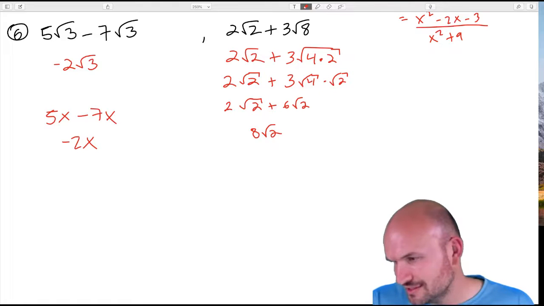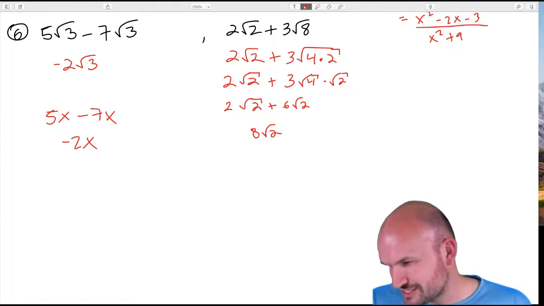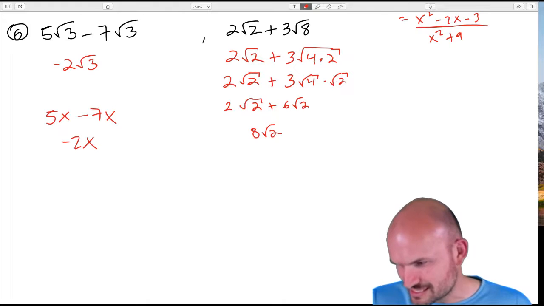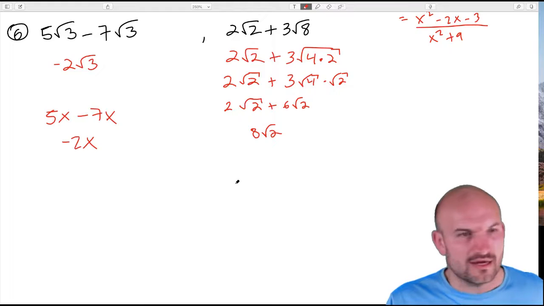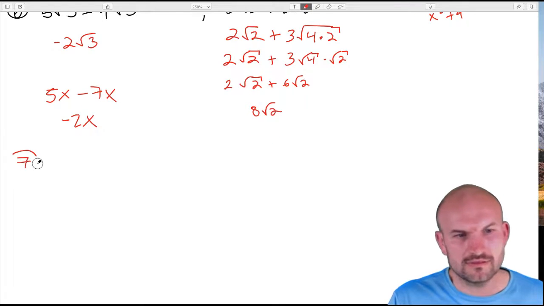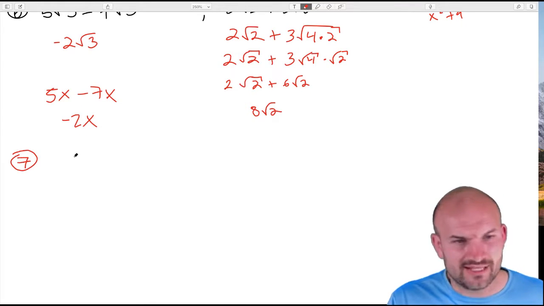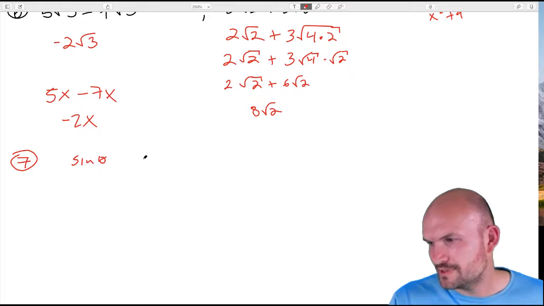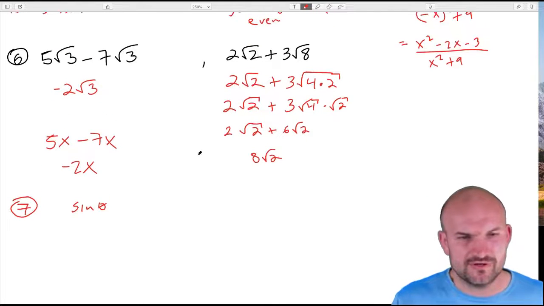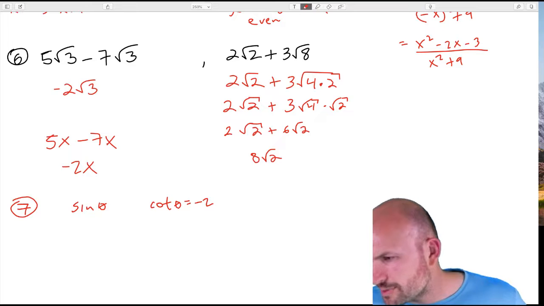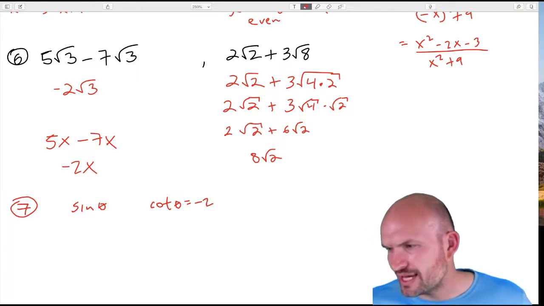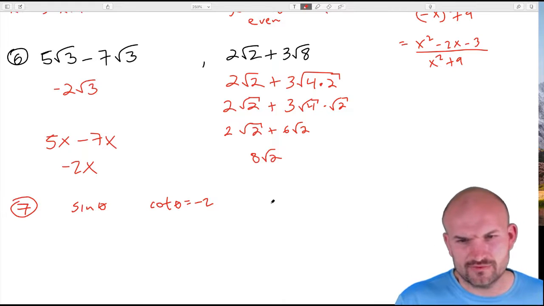That's very cool. All right, find sine if cotangent is equal to -2 and cosine is less than 0. All right, I can go ahead and do that. So I have: find sine of theta if cotangent is -2 and cosine of theta is less than 0.